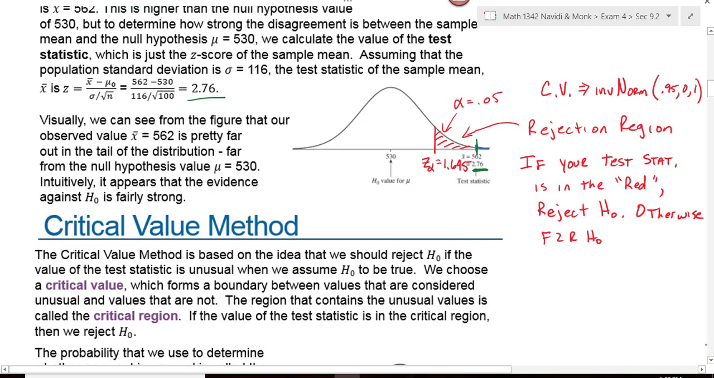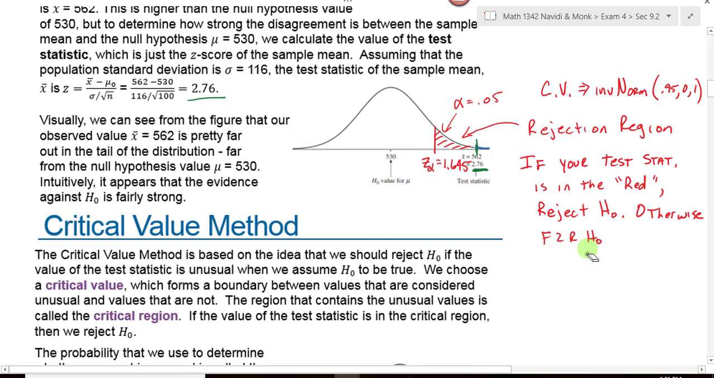The critical value method is based on the idea that we should reject the null hypothesis if the value of the test statistic is unusual when we assume the null hypothesis is true. We choose a critical value which forms a boundary between the values that are considered unusual and the values that are not. The region that contains the unusual values is called the critical region. This critical region is where your alpha is located. So on a right tail test, all of that critical region, the entire alpha equals 0.05, would be to the right. On a left tail test, the critical region would be to the left. If it was a two tail test, we would have to split that alpha over 2 tails.